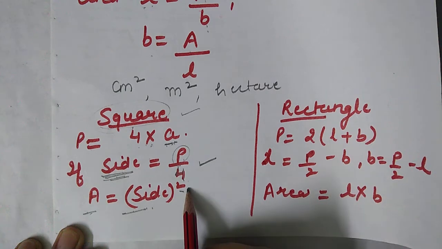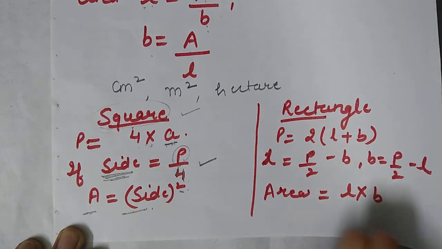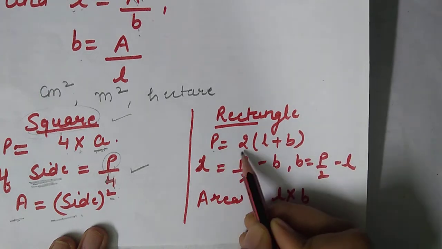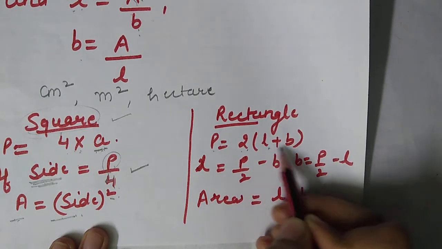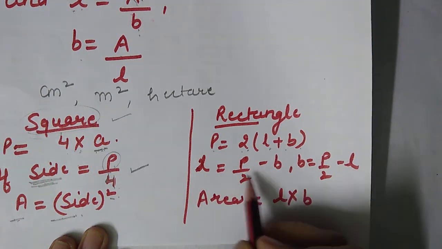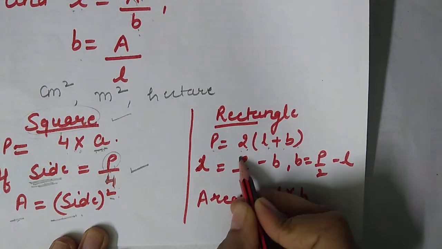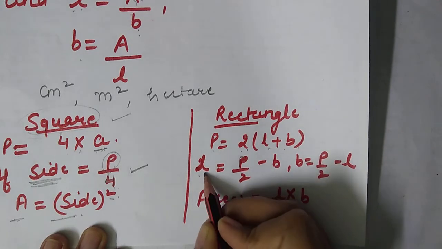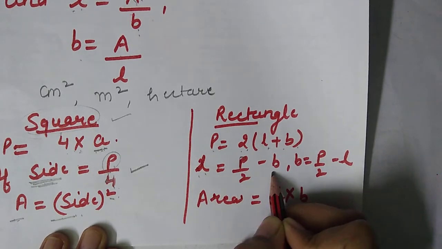Okay, side into side is the area of a square. Now come to the rectangle. The perimeter of a rectangle is given by 2 into (L plus B), where L is the length and B is the breadth. When the perimeter and breadth are given, how will you calculate L? That is given by P by 2 minus B.